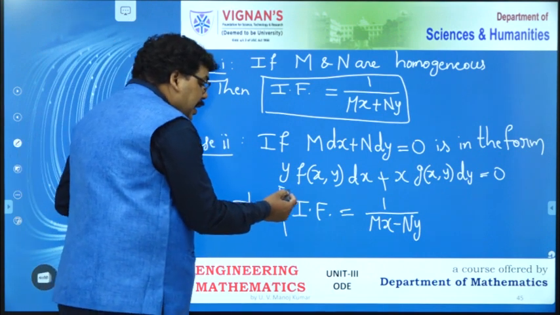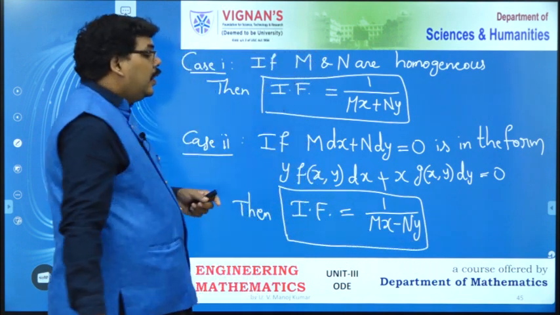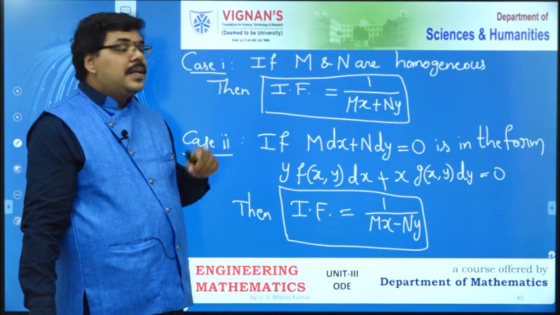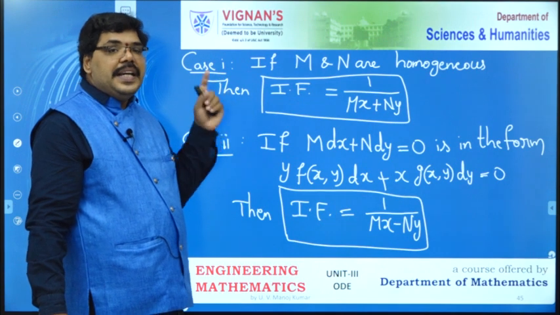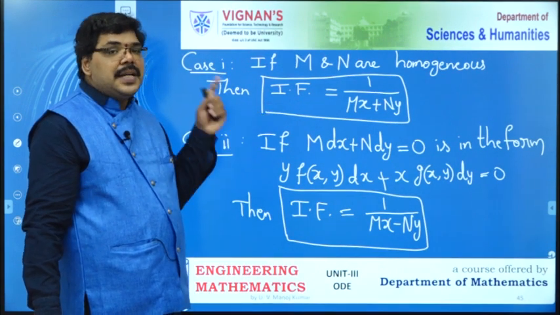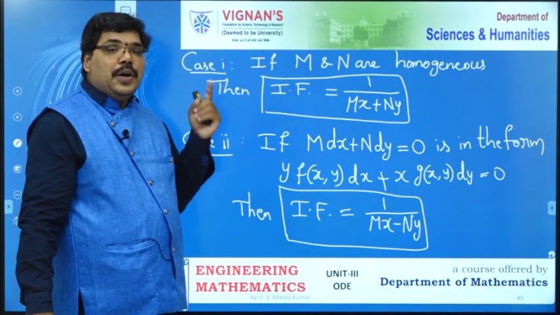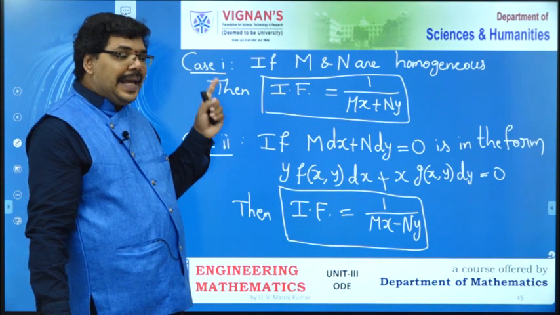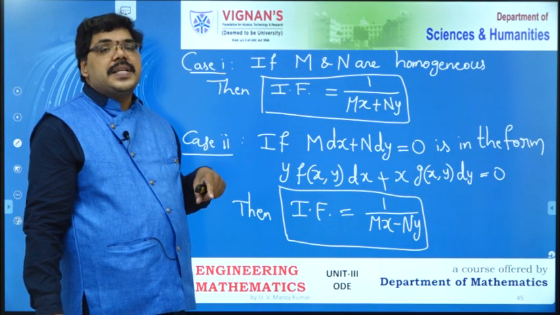These two are specifically discussing a particular type of differential equation. What is the first one? The first case is discussing homogeneous differential equations. If M and N are homogeneous functions, then the differential equation is said to be homogeneous, and the homogeneous differential equation can be solved by the integrating factor 1/(Mx + Ny).